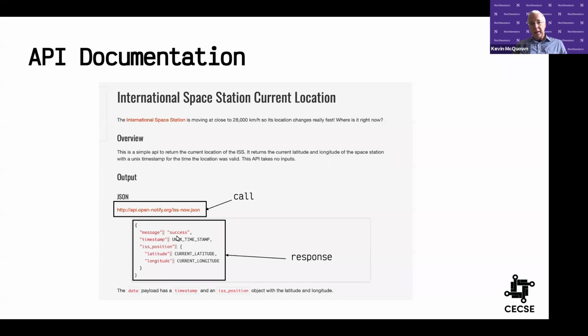You're going to get back this payload, which is a response. And we have a message, which in this case just says success, a timestamp, which is just the Unix timestamp. And then the ISS position is a lat and a long. So this is a latitude and a longitude on the Earth looking straight up. And that is where the International Space Station should be at that time.